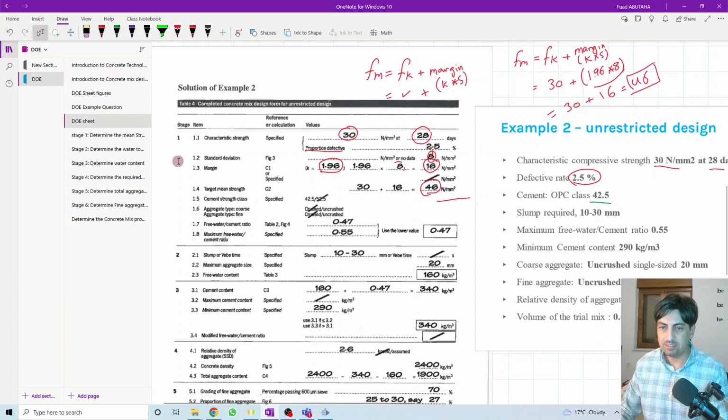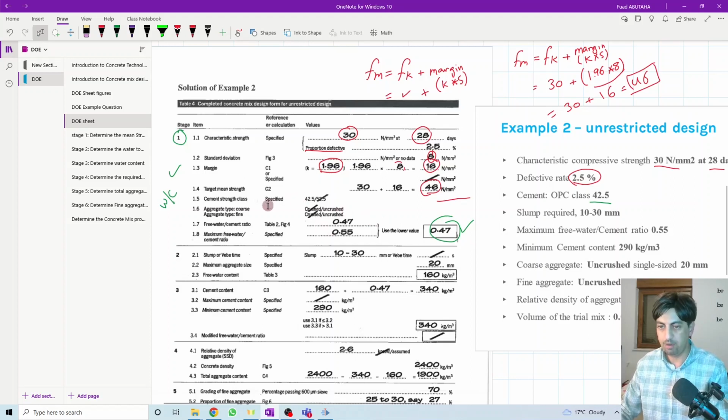So the first stage, as we mentioned before, at each stage we need to determine something related to the mix design. At the end of this stage, we need to calculate the target mean strength that we already calculated before, and also we need to determine the water to cement ratio. So at the end of this stage, we will come out with the water to cement ratio for our mix design. So, determine the water cement ratio.